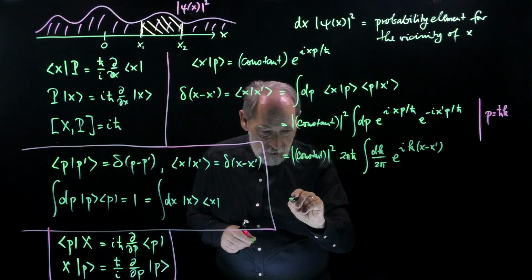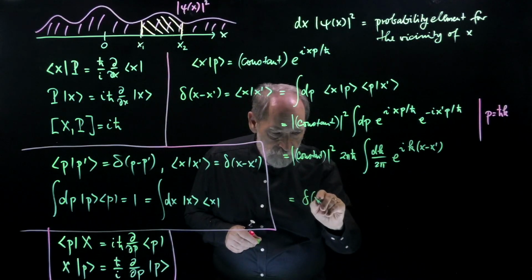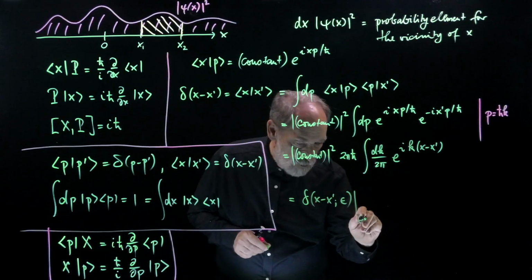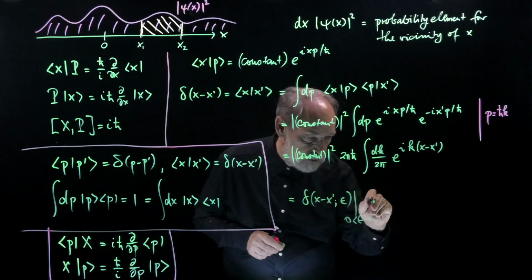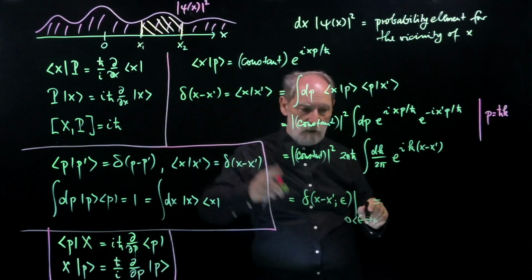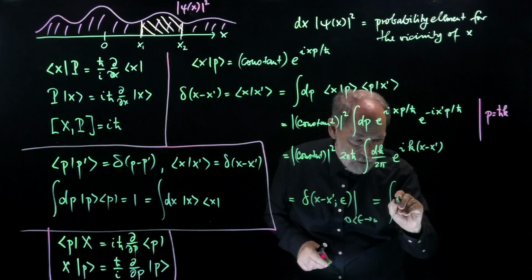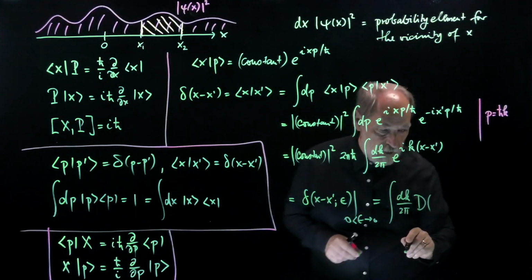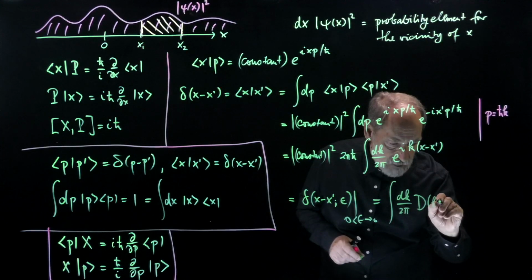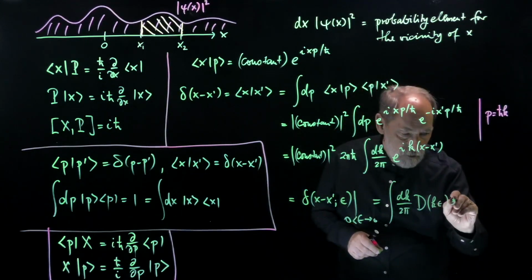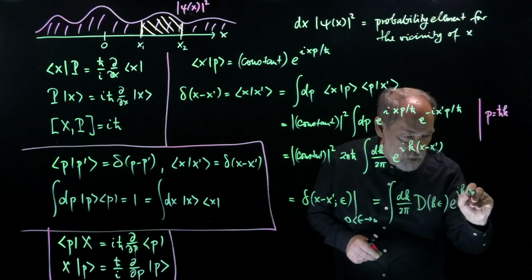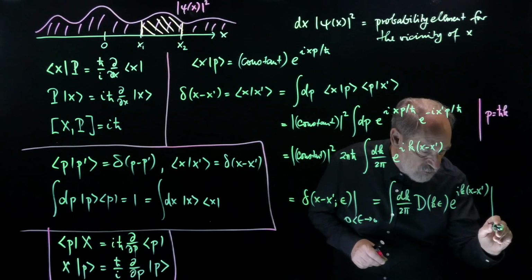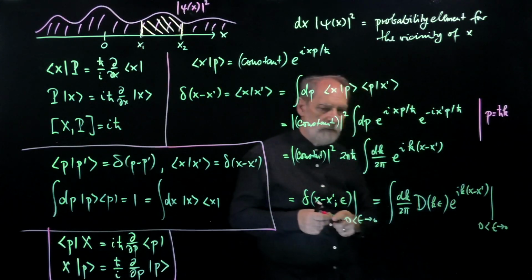Now the delta of x minus x prime is the limit of any model of the delta function with epsilon to 0 through positive values. So what was that? Well, that was an integral of this kind, dk divided by 2 pi, a model defining function d(k, epsilon), and then e to the i k (x minus x prime), where at the end we have to take epsilon to 0 through positive values.